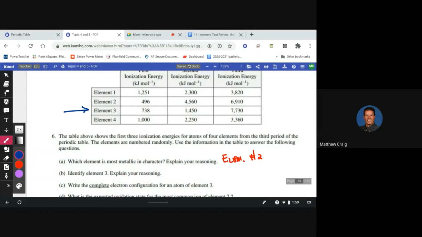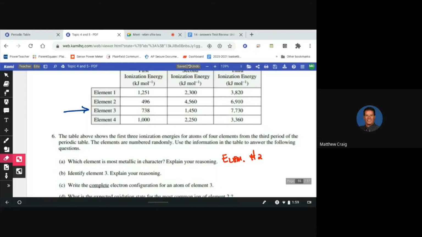Let me ask you this. How many valence electrons does element 3 have? 2. I didn't know this. Because going from here to here, is that a big jump? No. Going from here to here, is that a big jump? Yes. So it says that 2 are easy to remove. So that means there's 2 valence electrons. Okay. So now that we know that it's in column 2A, identify the element.